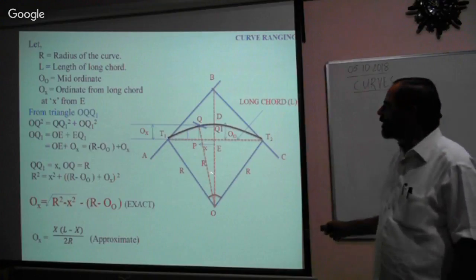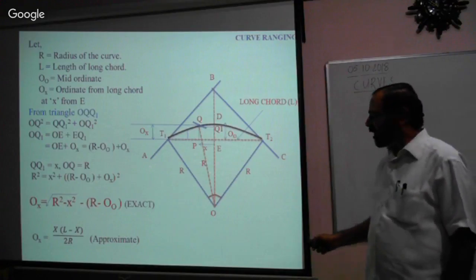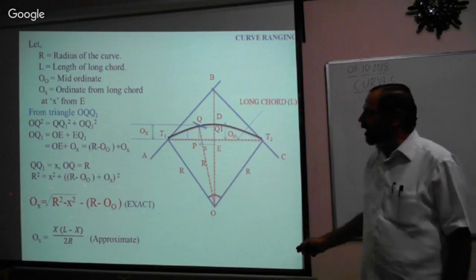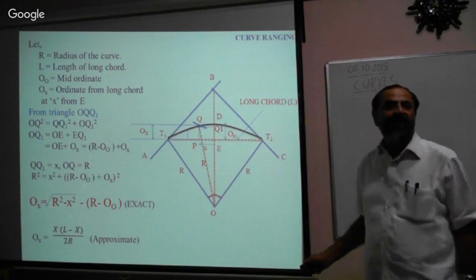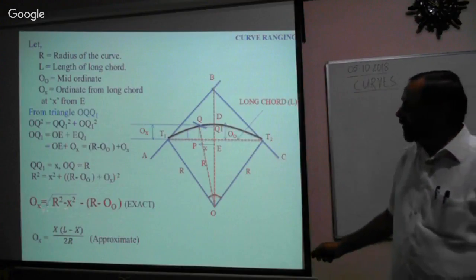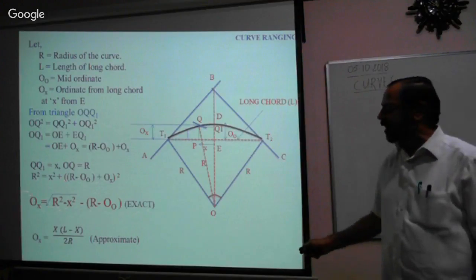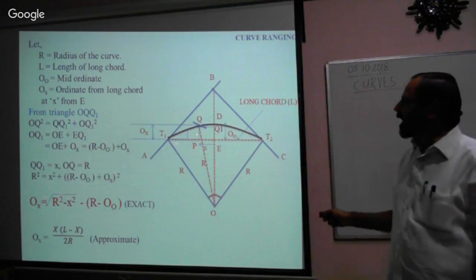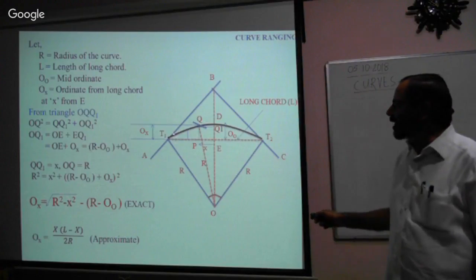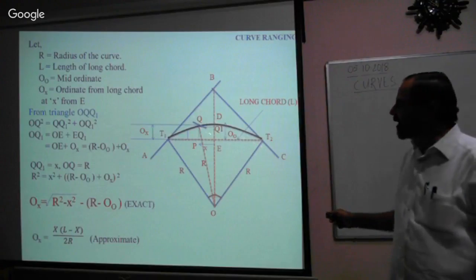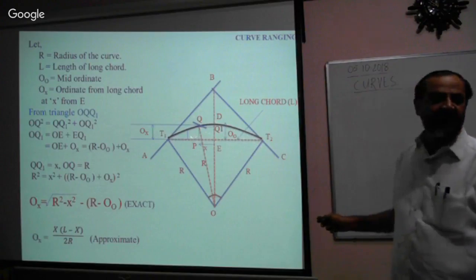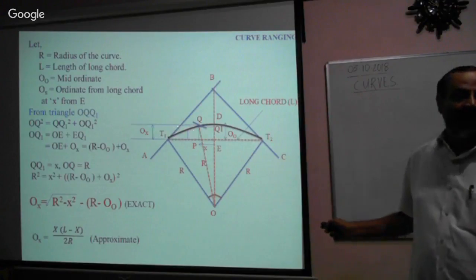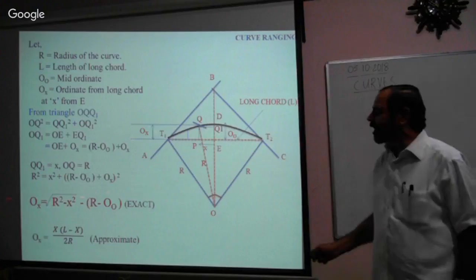Okay? Understood? Now similarly, this is the equation we are going to get. And similarly, we have another equation. Strictly speaking, this is the exact equation to calculate the ordinates. OX is the ordinate from the long chord at a distance x from the center of the long chord. Now, this is the exact equation.